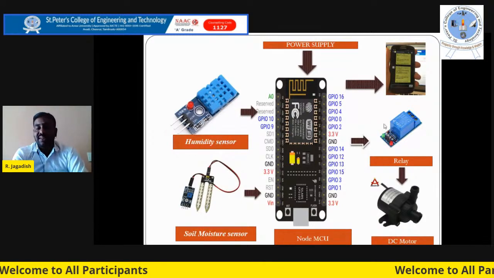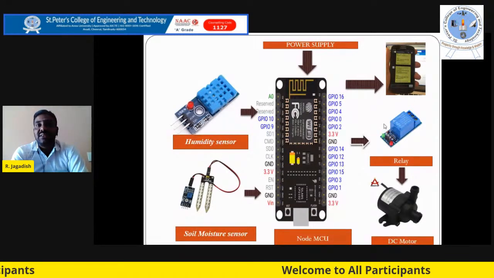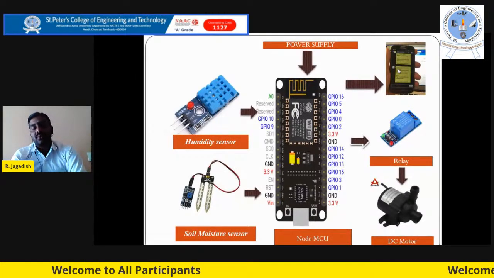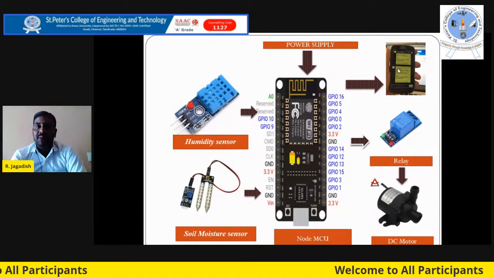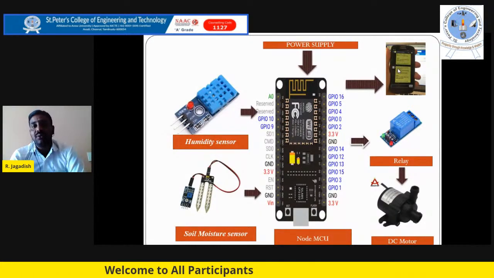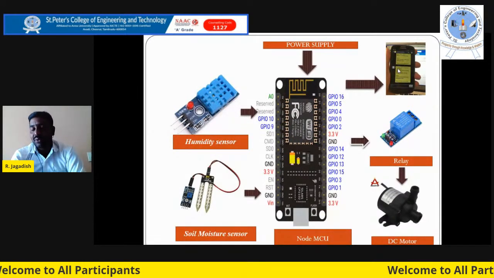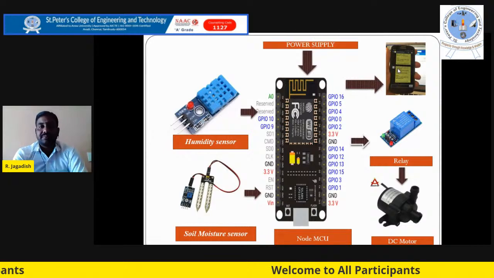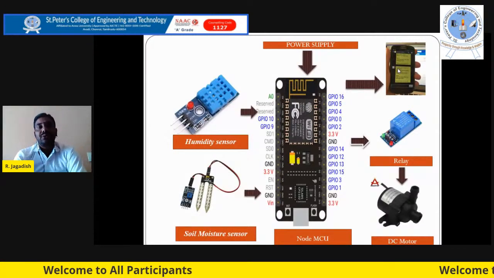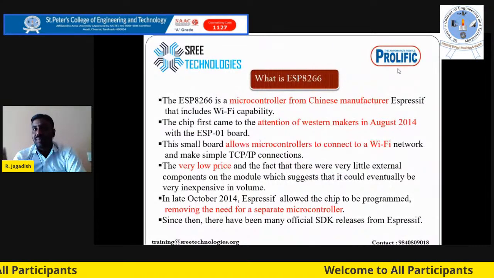Okay. So next, where are we going to display the values? It is on the phone or on your laptop, we can display the values. So humidity sensor value and soil moisture sensor values. Okay, depends upon our requirement. So what is ESP8266?